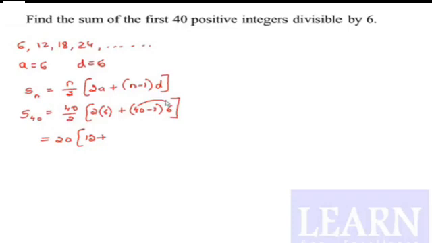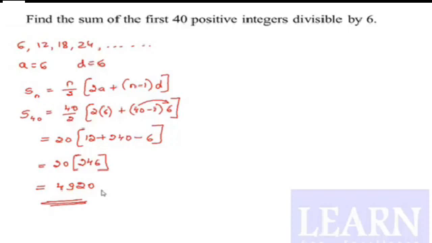So what we'll do, we'll take 40 into 6. 40 sixes are 240, minus 1 into 6 is 6. So the value is 246. So 20 into 246, what is the value? 492, that is 4920. It will be the sum of the first 40 positive numbers which are divisible by 6. Clear? Now we'll move to the next one.